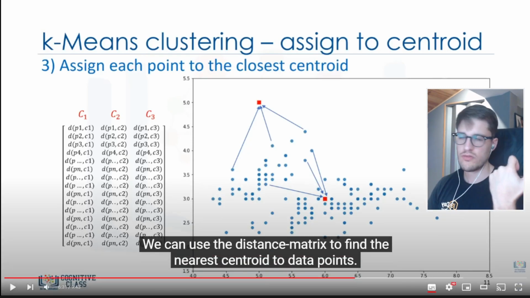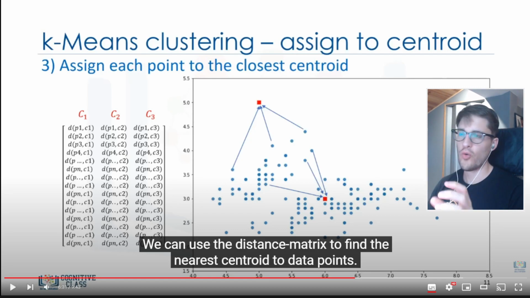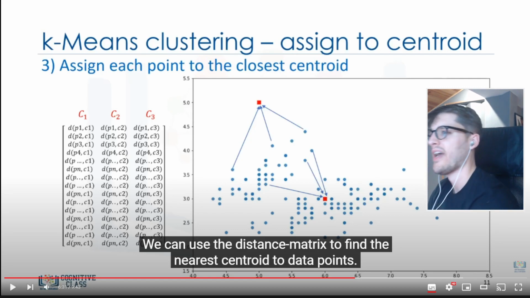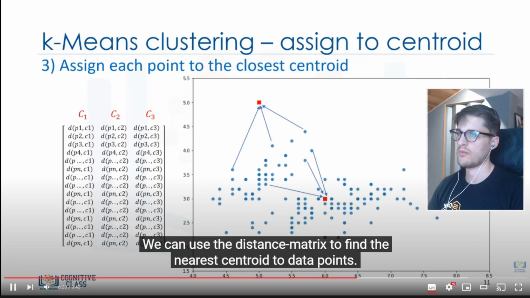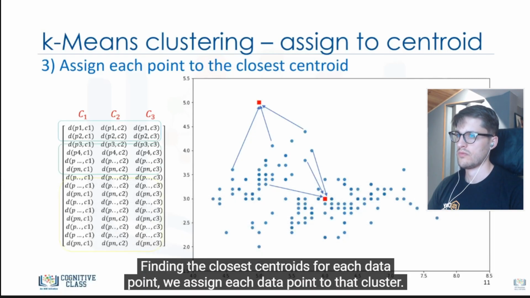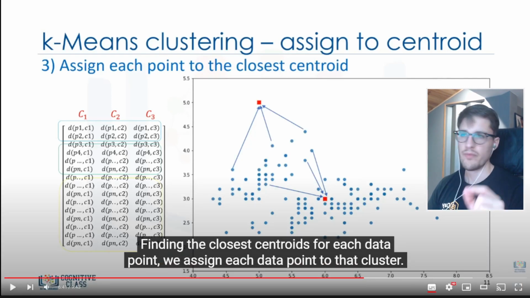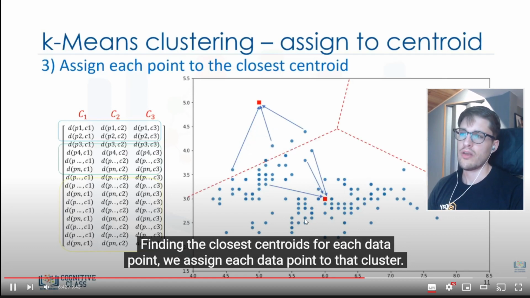Vale, en el tercer paso, una vez tenemos todas las distancias calculadas, buscamos el centroide, el grupo que nos queda más cerca para cada punto de nuestro conjunto de datos. Finding the closest centroids for each data point, we assign each data point to that cluster. Y en ese momento decimos, oye, por ejemplo, el centroide número 2, que es este de aquí, es el más cerca de este punto. Pues se asigna y dice, este punto corresponde con el grupo, con el clúster número 2, etcétera.